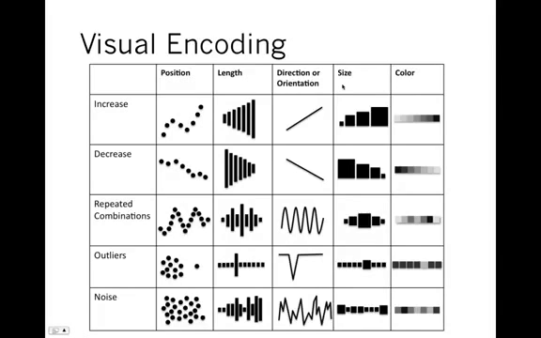And you can also take a look at the other trends. Decrease, repeated combinations of ups and downs. Outliers. For outliers, with position, it's very clear that there's one dot that's kind of far from the others, right? That's the outlier. For the colors, it's not so clear. So if we highlight the position and color, you see that for position, it's quite easy to perceive that trend, whereas for color, not so much.